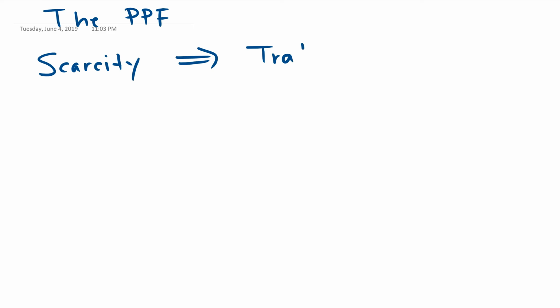Okay, so in this section we're talking about something called the PPF. Before we get there, let's do a quick reminder. Remember we said before that we have scarcity, and scarcity leads to trade-offs, right? So we have to make decisions about how to allocate our scarce resources. The PPF is going to be a model which can look at these kinds of decisions from the point of view of the society.